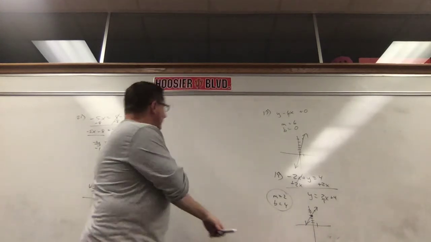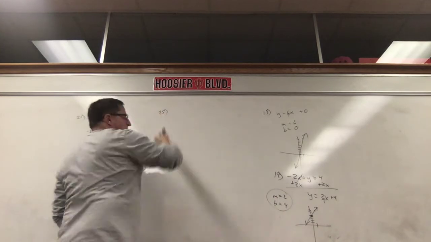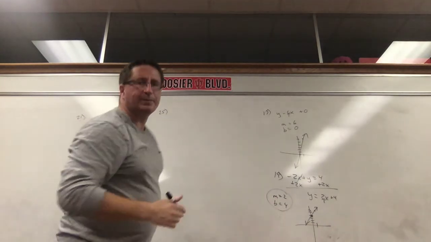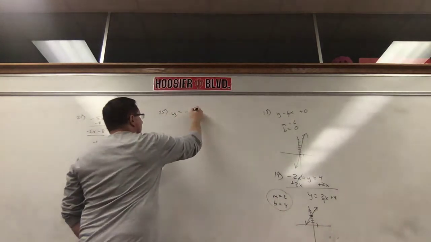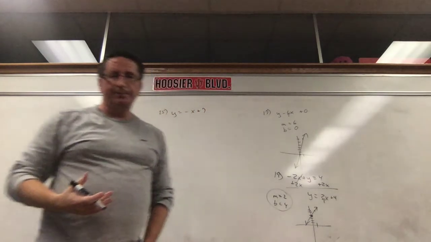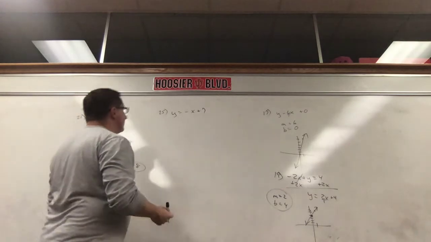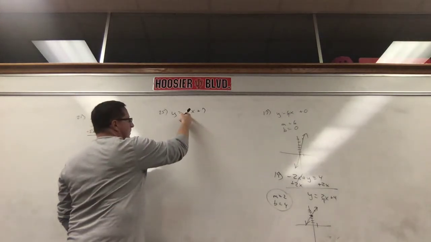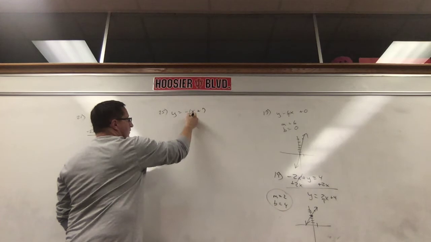They ask us on number 25 to do y equals negative x plus 7. Okay, this is in slope-intercept form. Y is all by itself. And so what we're going to do here is our slope is negative 1, and let's make it a fraction over 1.